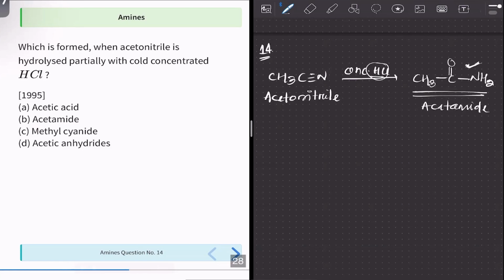So what will be the product when acetonitrile reacts with concentrated cold HCl? It will be acetamide, not acetic acid, methyl cyanide, or acetic anhydride. The answer will be acetamide, option B.